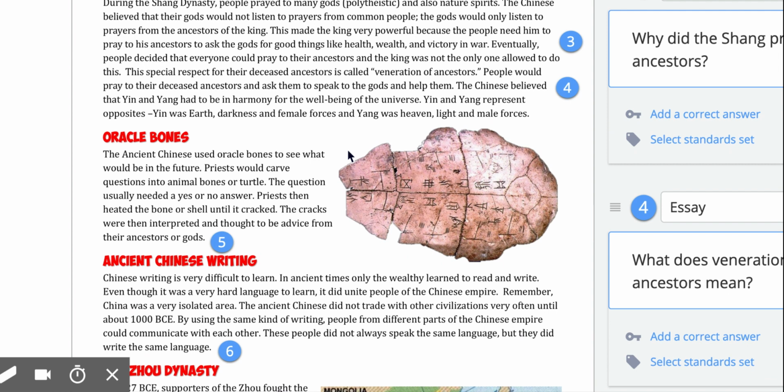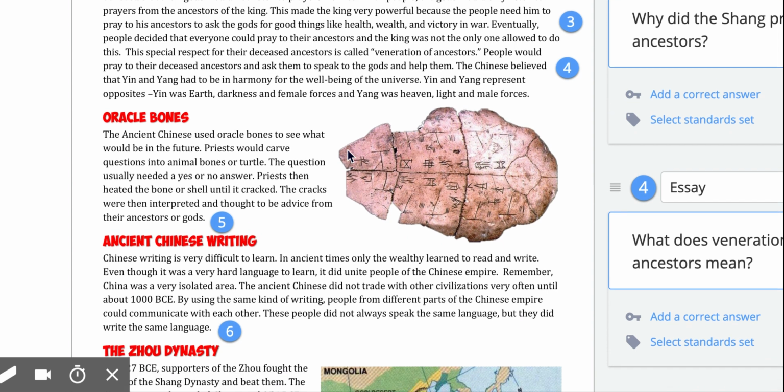Priests would carve questions into animal bones or turtle shells. The question usually needed a yes or no answer. Priests then heated the bone or shell until it cracked. The cracks were then interpreted and thought to be advice from their ancestors or gods.